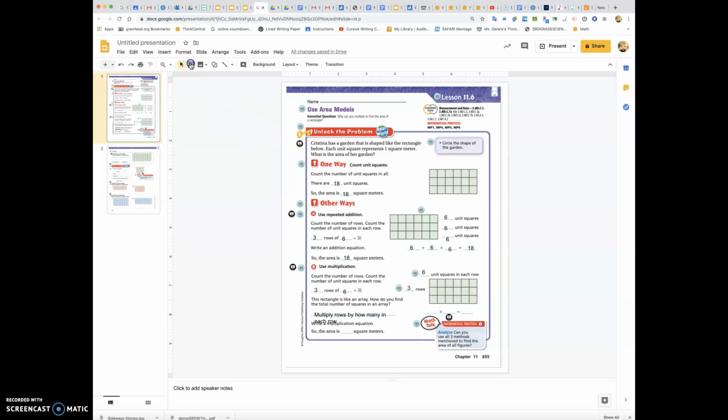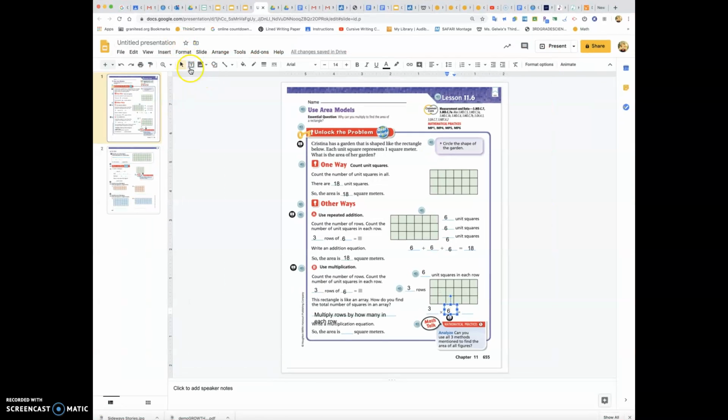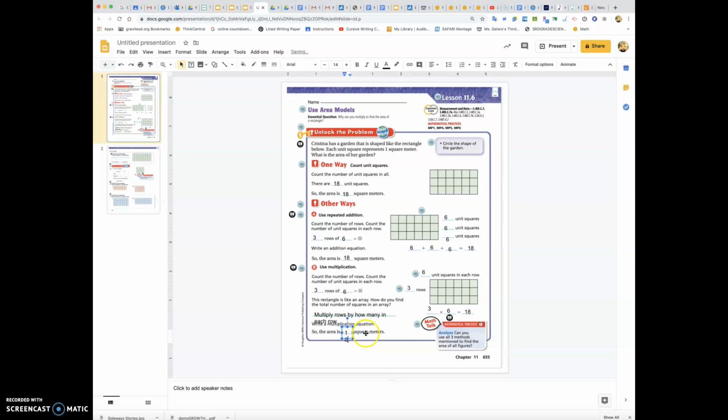So multiply rows. There are 3 rows times how many are in each row. There are 6 in each row. And that gives us a total of 18. Okay, so we wrote the multiplication equation. The area is 18 square meters. That was not big enough. There we go. Okay, so that's page 655.